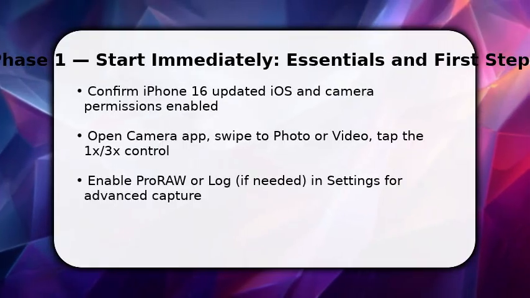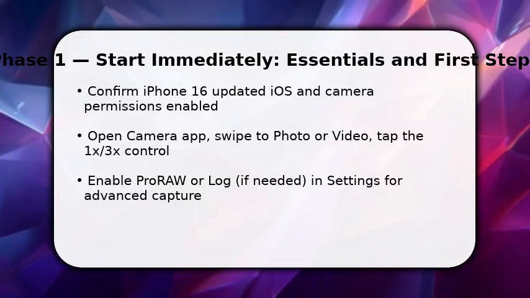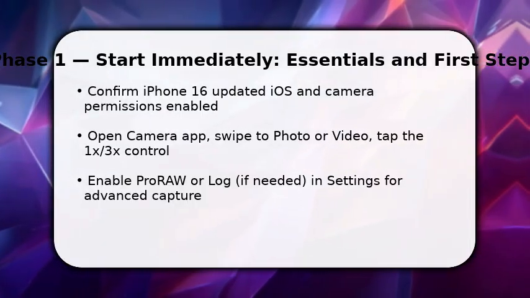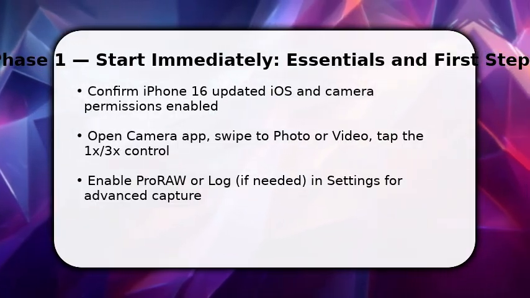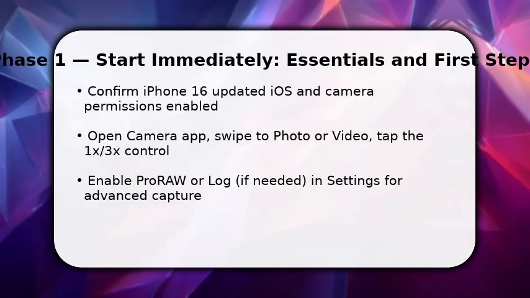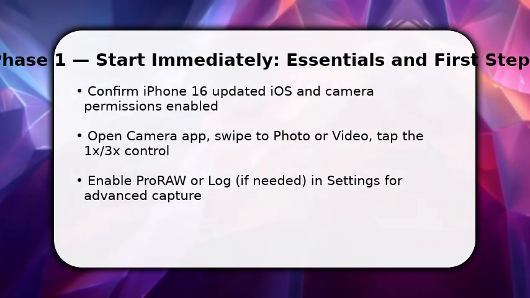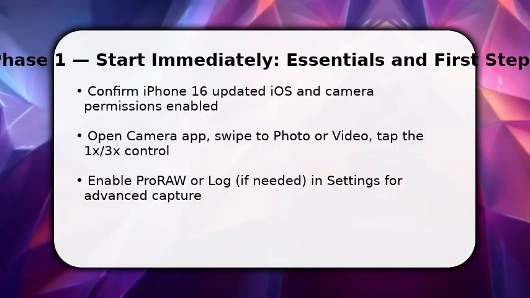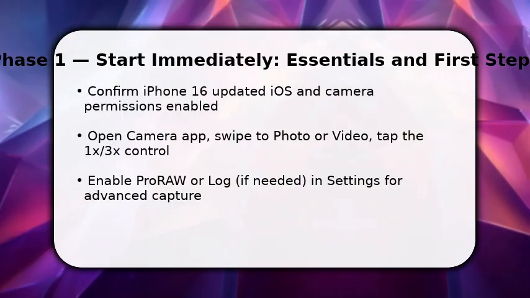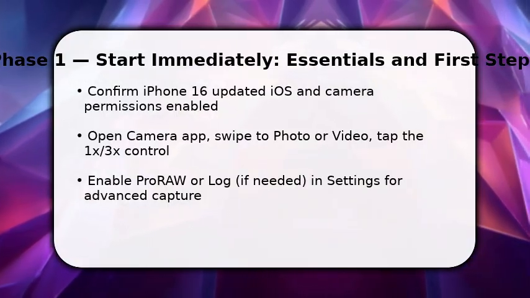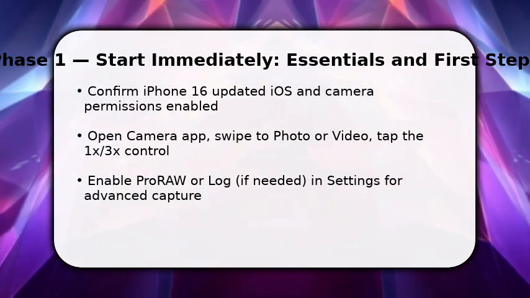You begin by confirming your iPhone 16 has the latest iOS and camera permissions enabled, because system access affects dual camera control. Once done, open the camera app and choose photo or video. Make sure you can see the 1x/3x or ultra-wide icon so you can switch lenses. If you want higher fidelity captures, go to Settings and enable Pro RAW or log formats now, as that affects file size and processing. This step prepares both lenses for professional output.